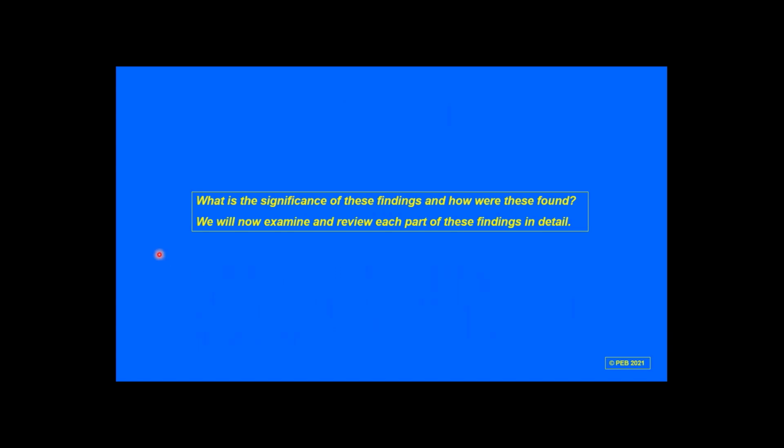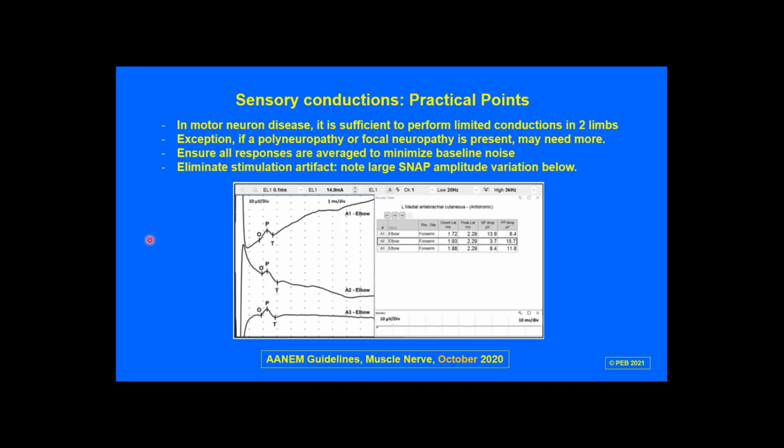So what is the significance of these findings and how are these found? So we'll kind of deconstruct things and go through them in some detail. So a few quick points on sensory conductions, because we could spend an hour talking about these alone. This is a slide that we helped work with in the AANEM guidelines that were published in Muscle and Nerve in October of 2020. There were previous guidelines, but I would emphasize this one in October to refer to.